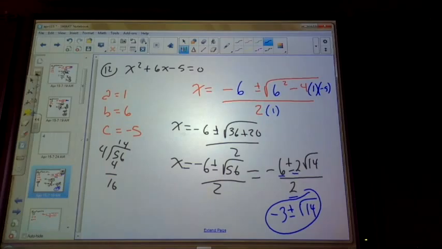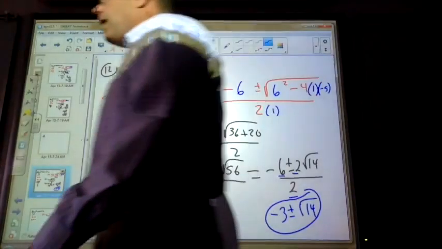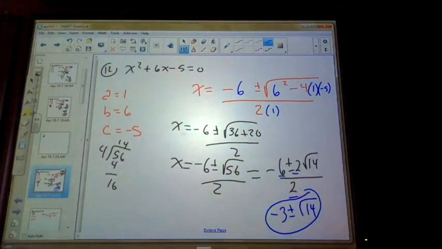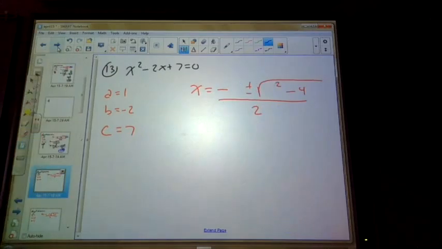Questions so far? So quadratic formula is a good tool for us. It gives us irrational answers, meaning that we can't turn them into fractions, which is fine, but we can work on them. Number 13, my A value is 1, my B value is negative 2, my C value is 7.